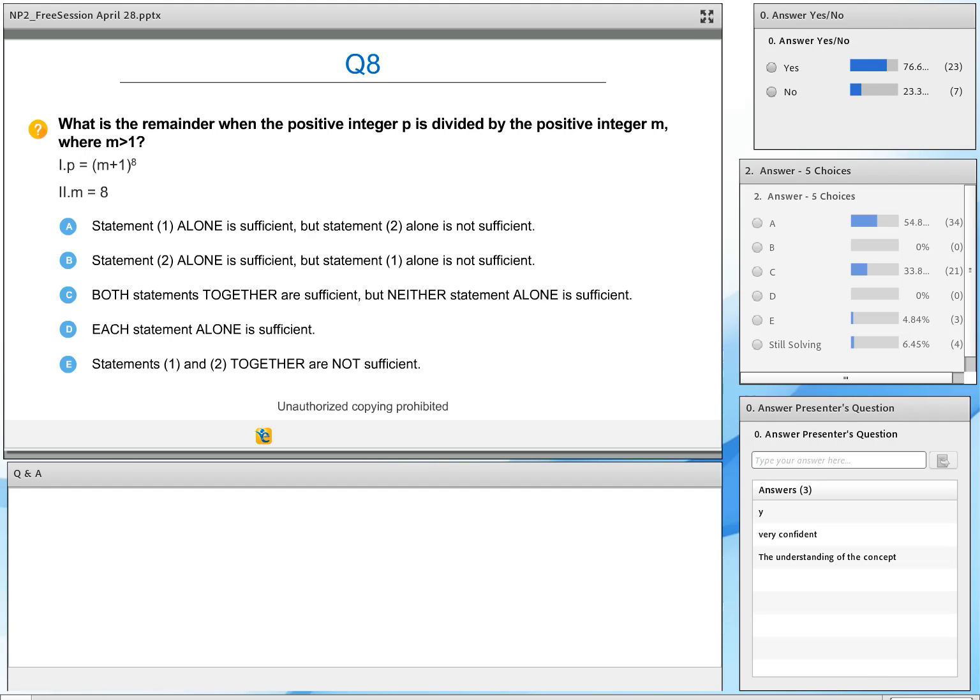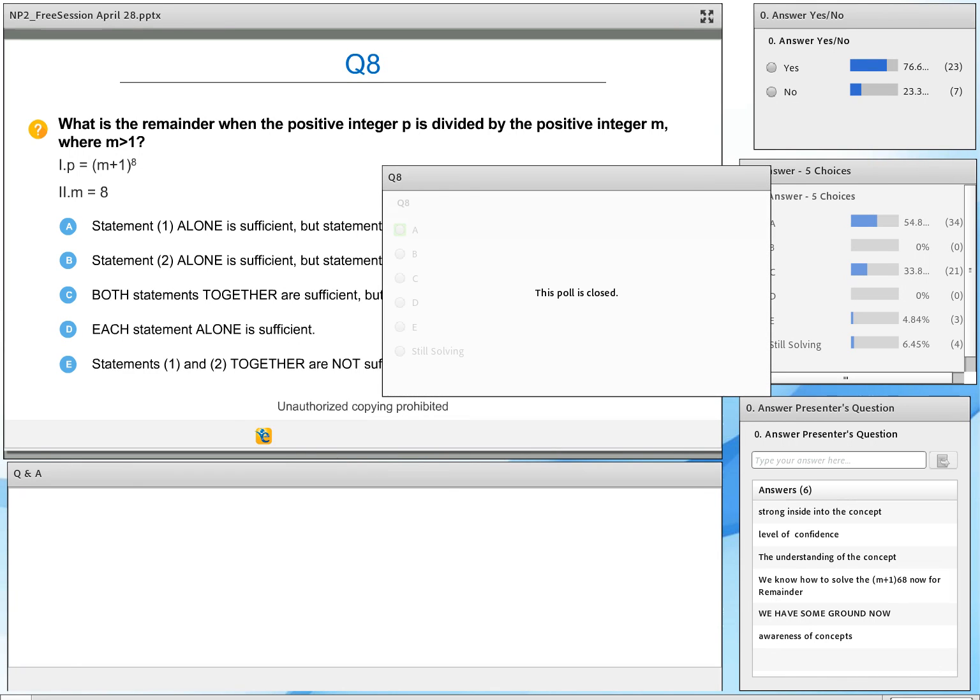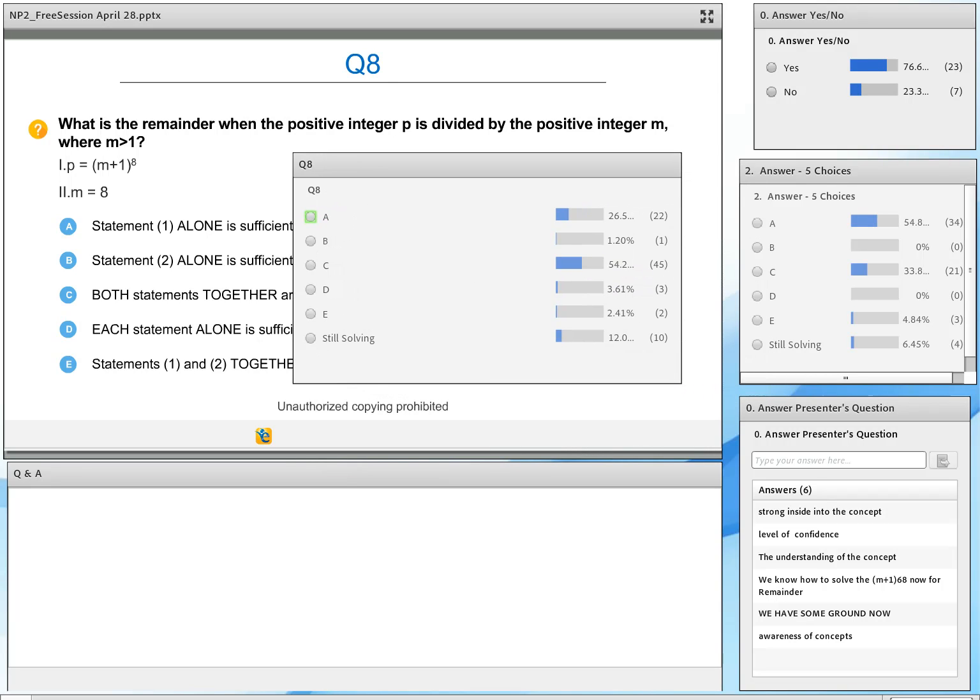Okay, let's hear from some more people. Very confident, understanding of the concept. What else? We know how to solve m plus 1. Absolutely right. So awareness of concepts and level of confidence. Let me show you the comparison. If you simply look at the percentages, about 26% of the class had selected choice A upfront when you solved the question, and the majority of the class, 54%, had selected choice C.